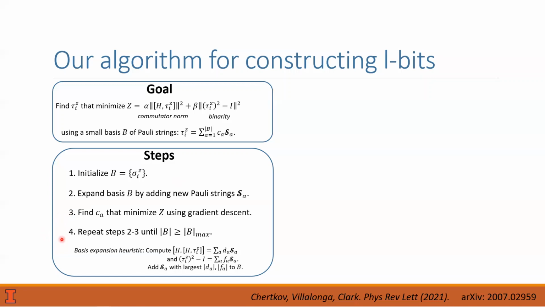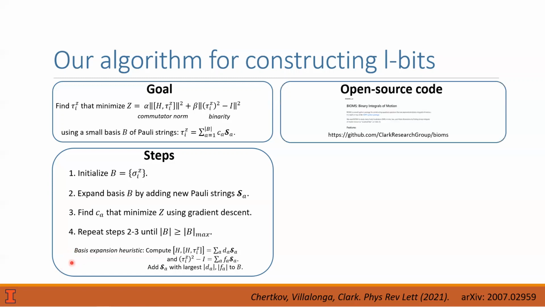And then we just repeat steps 2 and 3. We keep expanding the basis and optimizing over and over again. I didn't really explain the details of step 2, but there's a heuristic we have for adding new Pauli strings to our basis that depends on what the current L-bit looks like. So the idea here is to smartly add Pauli strings that make sense to add.